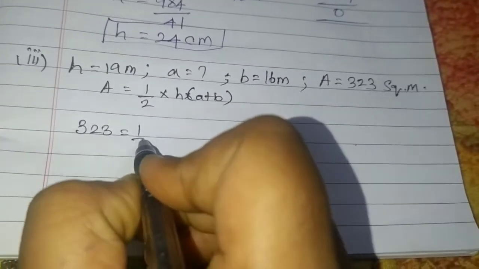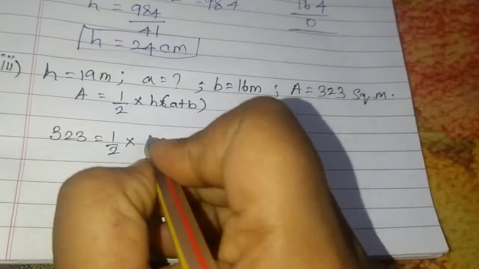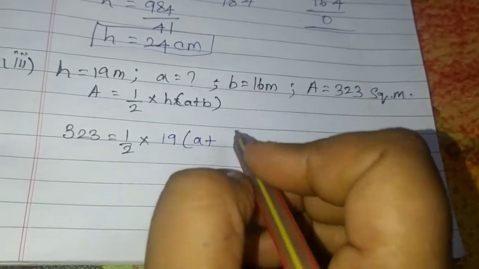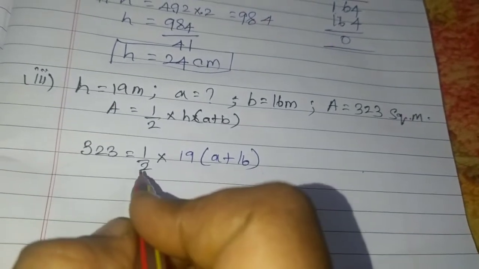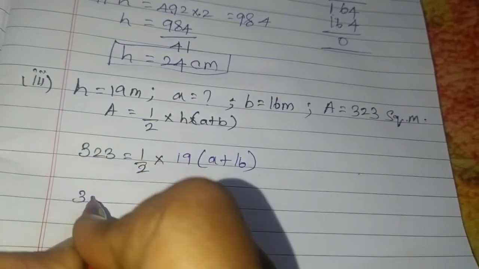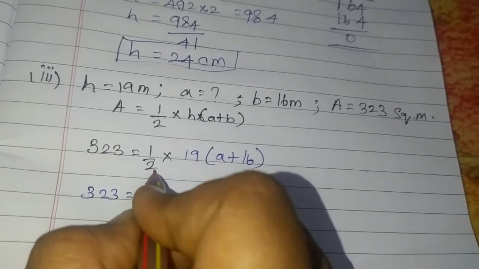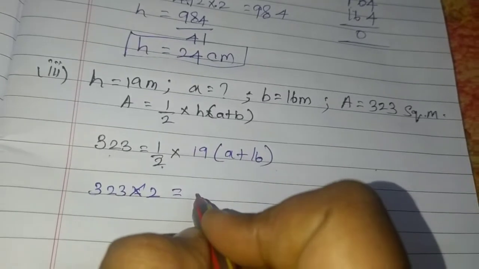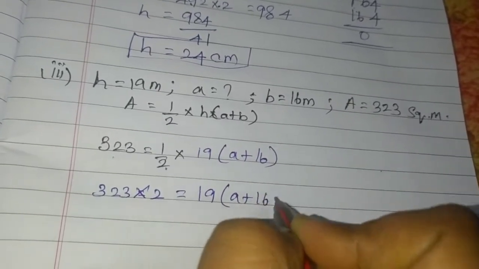323 into half, I'll write it here. So the h value is 19 meter they given. We don't know the a value, so as it is you write. B value is 16. Okay children, now you put 323 as usual here. So this division coming to this side will be taken as multiplication. Here this side I have only 19 into a plus 16.